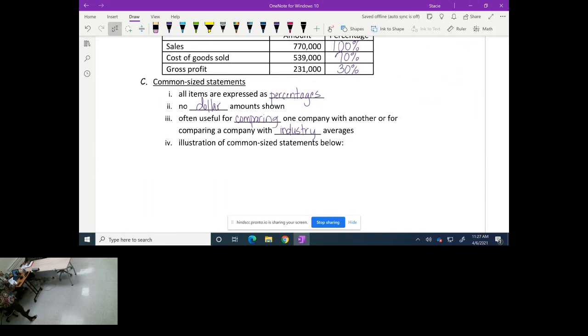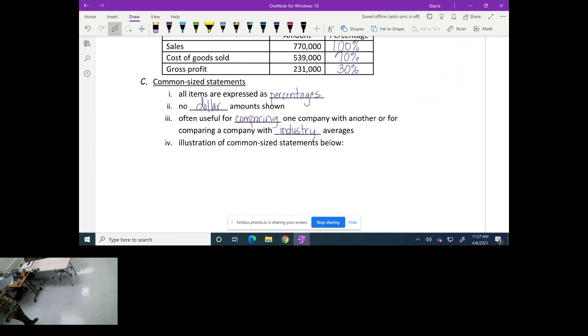So everything's expressed as a percentage. You don't have any dollar amounts. And what's good about those is, let's say you're opening a drive-through chicken restaurant or something that's kind of like Zaxby's or Raising Cane's. And even though you're not a franchise, you kind of want to compare your costs and sales and your operating expenses to what they have going on, just so you can see how you compare.